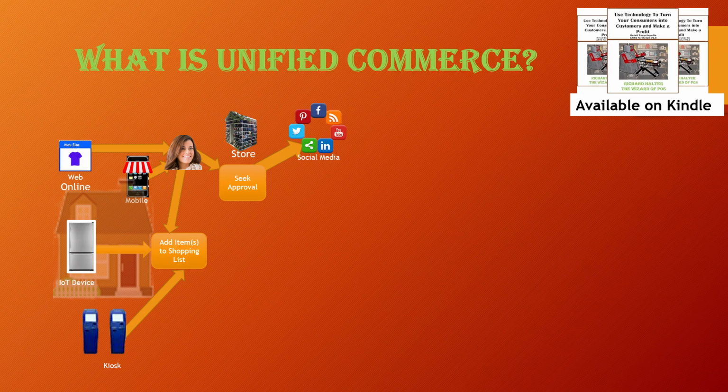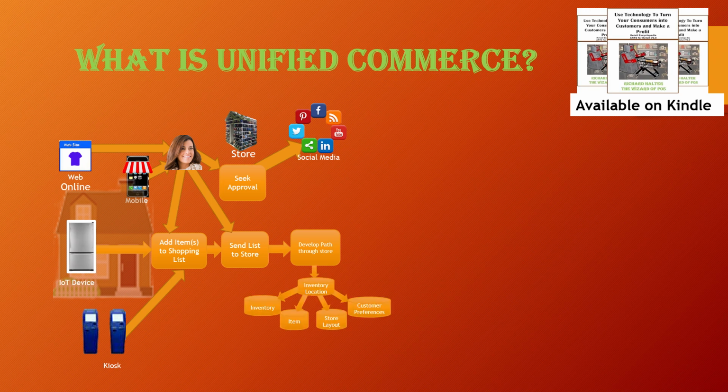The store receives the list and has to develop a path for the robot to go pick up these eggs. That path depends on what items are in inventory, what's the store layout, where are the customer preferences, what kind of eggs do they like to buy. And once the path is built, it's sent to the robot to drive around picking up the items and putting them in the cart. When it has what your shopping list wants, it then moves on to being paid for the items. At that time, the payment moves to the payment processing system, which sends money to the bank.